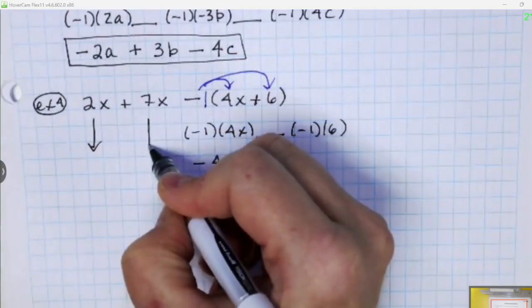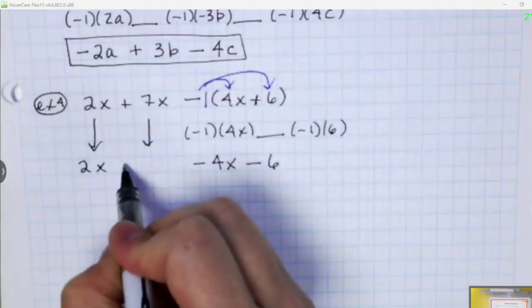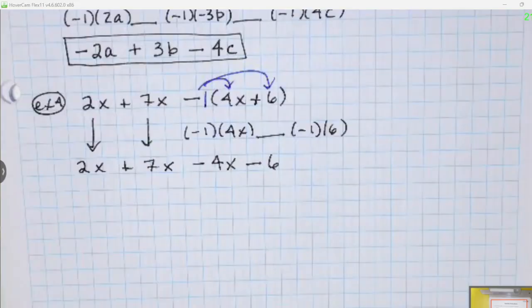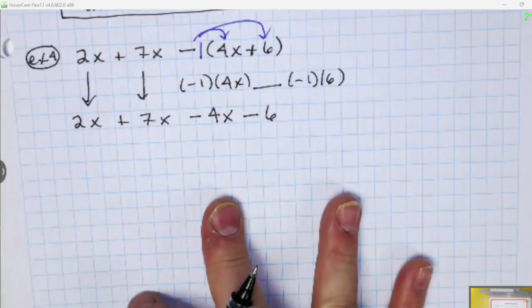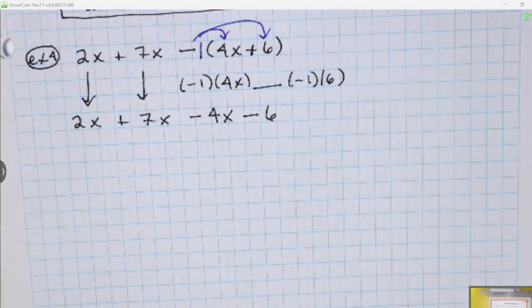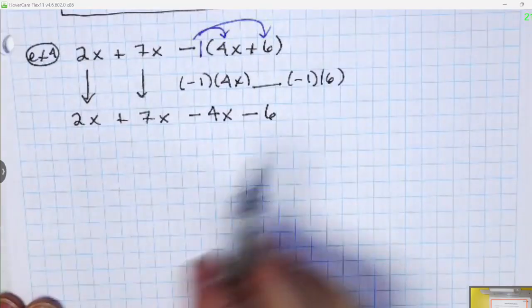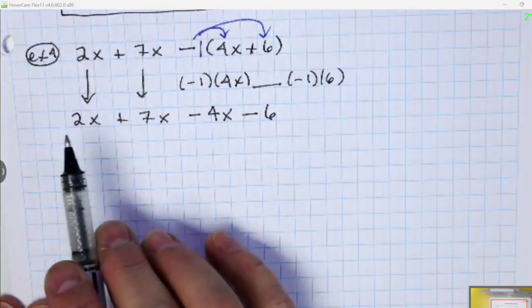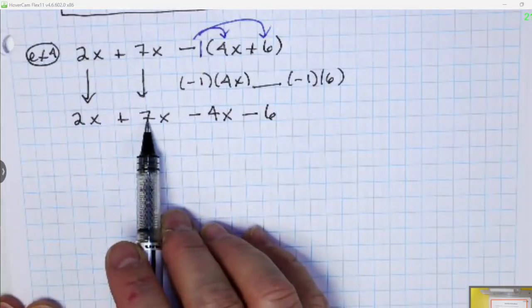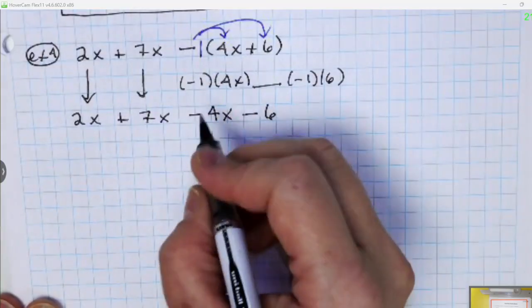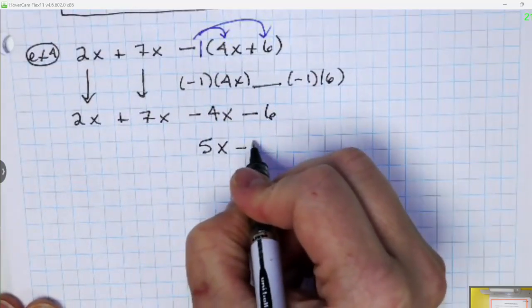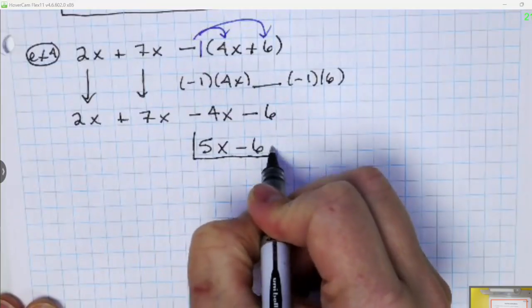This is where you're going to bring down your x terms. So your 2x plus 7x. This is one of the problems from yesterday. Adding like terms means you can add the ones that have the same letter. All right, we have 3 different x's. We can add those together. You can go left to right. 2 plus 7 is 9. 9 minus 4 is 5x. And then it's minus 6.